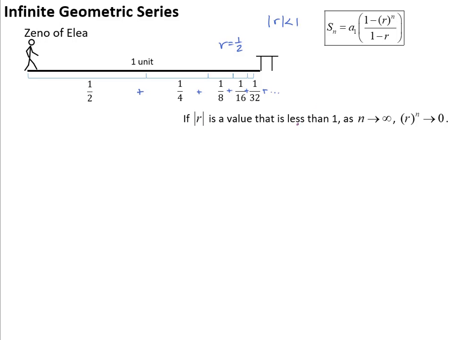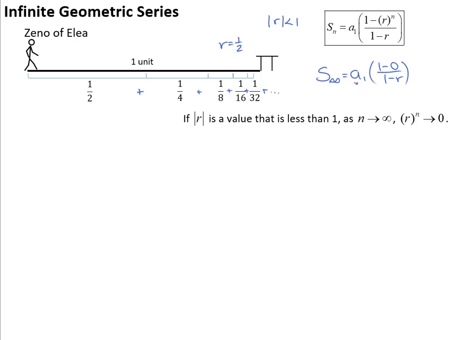Okay, so if r is a value that's less than 1, if its absolute value is less than 1, as n goes to infinity, this term becomes 0. So now we would say that our infinite sum, if we looked at this, is the first term times 1 minus 0, because this term goes to 0, over 1 minus r. Well, 1 minus 0 is 1.